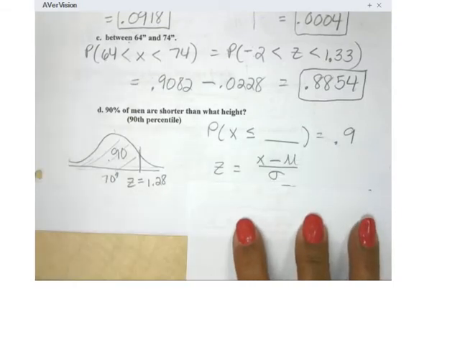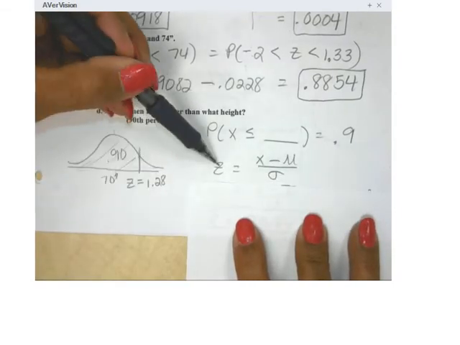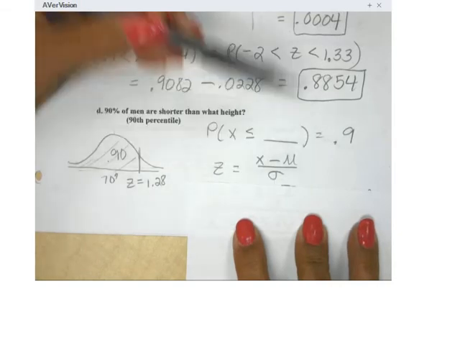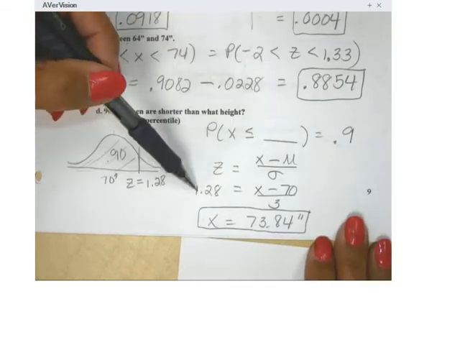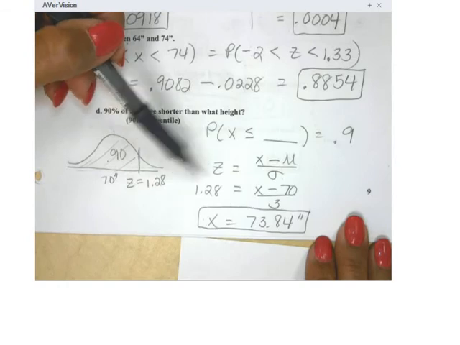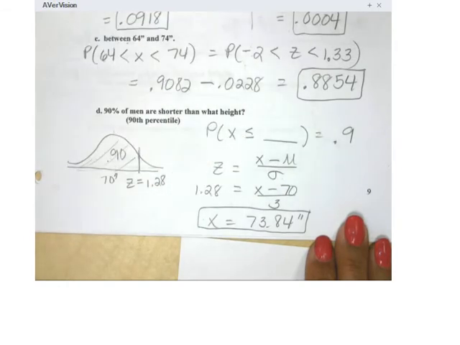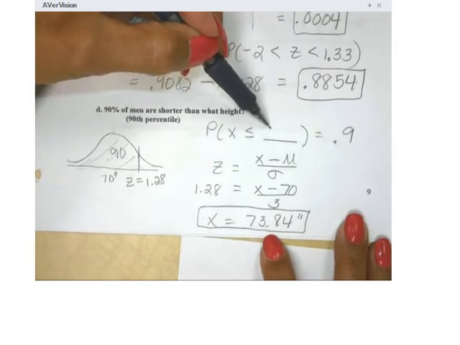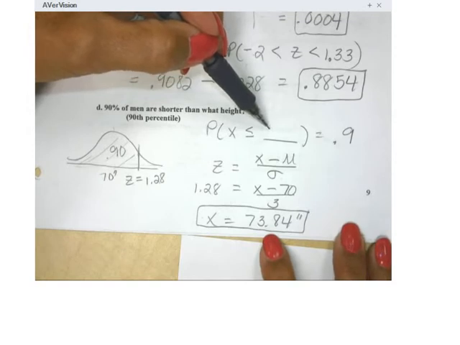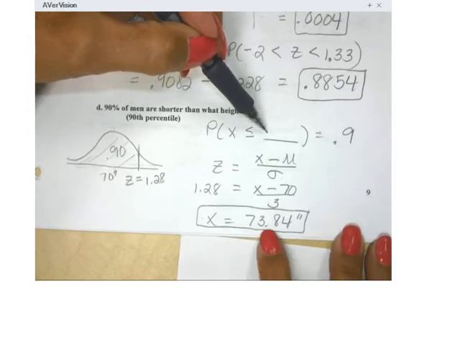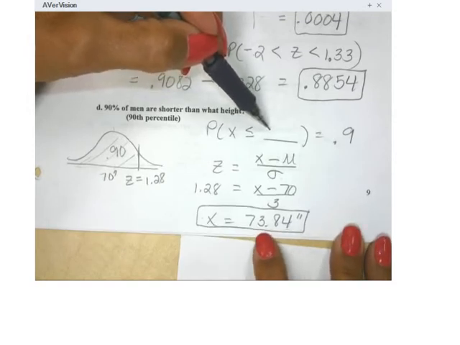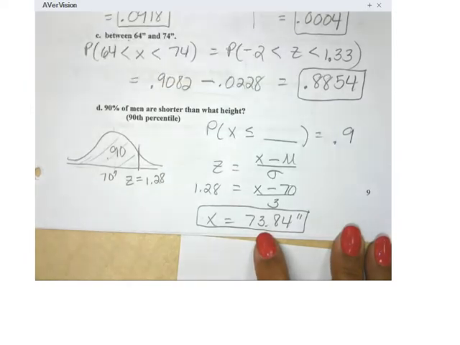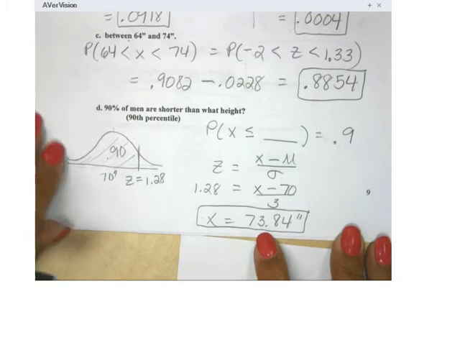There's my z-score formula. Plug in what I know. I know this value, I know the mean, I know the standard deviation, and I do a little algebra. Multiply both sides by 3 and add on 70. And I find out that the score is 73.84 inches. Anyone who is 73.84 inches, or approximately 74 inches tall, 6'2", is basically in the 90th percentile.